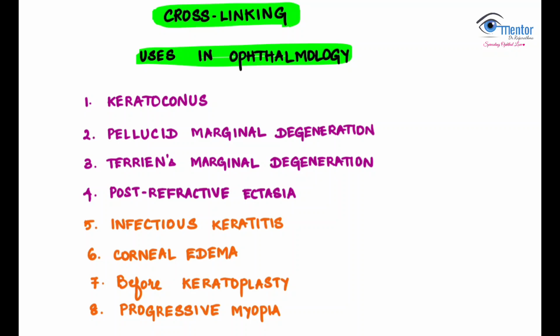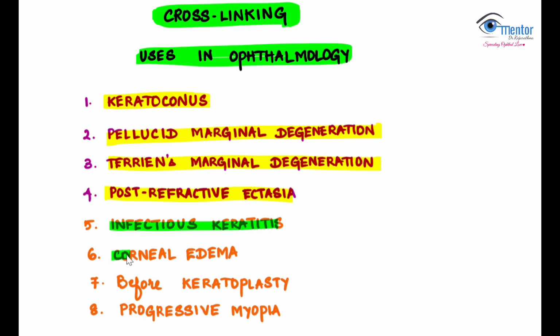In this video, we are going to talk about cross-linking and its uses in ophthalmology. Now, the first four uses you probably would know. The most common, keratoconus, then pellucid marginal degeneration, Terrien's marginal degeneration, post-refractive ectasia. The next four are the ones which are probably new to you.